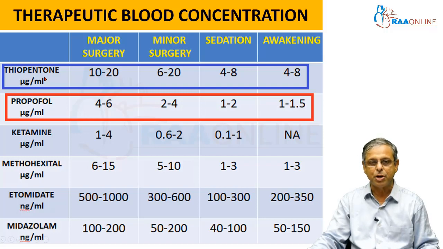Similarly, if you look at thiopentone, for major surgery you need about 10 to 20 microgram per ml. For minor surgery you need about 6 to 20 microgram per ml. Sedation is about 4 to 8 microgram. And wake up occurs when thiopentone concentration falls below 4 microgram per ml. For all the IV anesthetics, these values are well known.